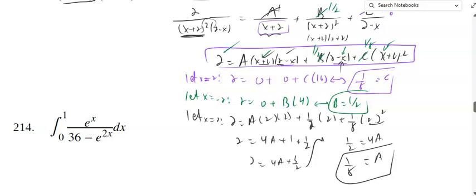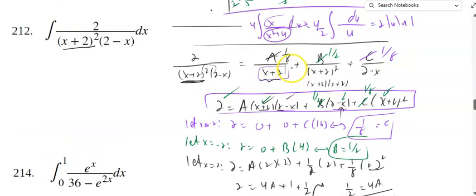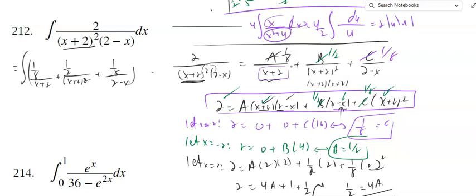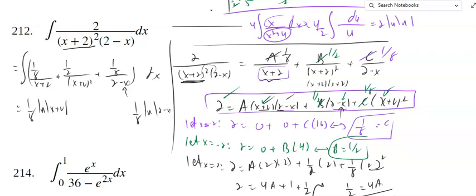Now be careful, not every fraction translates into a log. Only the linear. This is the integral of 1 over 8 over x plus 2, plus 1 over 2 times x plus 2 squared, plus 1 over 8 over 2 minus x, dx. This will be 1 over 8 natural log of absolute value of x plus 2. This will be 1/8 natural log of 2 minus x, but if you take a derivative of that, you multiply by -1. Dividing by -1 and multiplying by -1 has the same result.